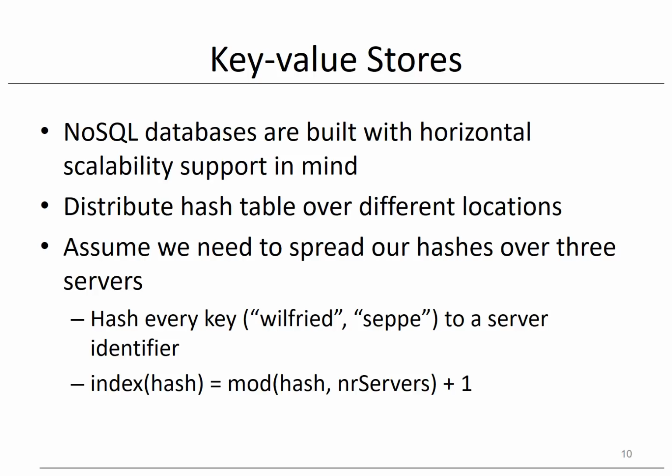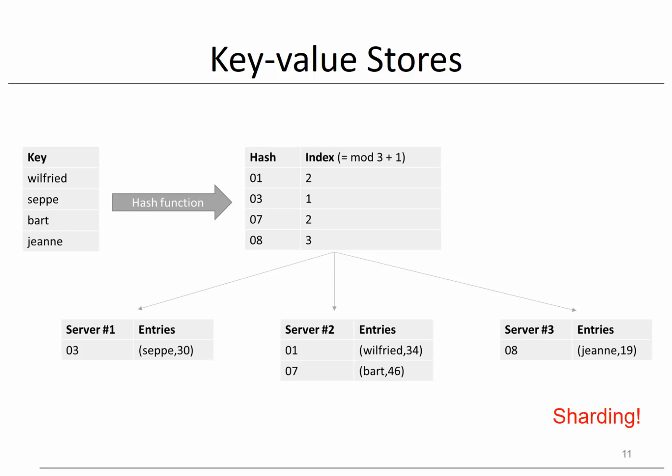We need to spread our hashes over 3 servers, which can be done easily using the mathematical modulo, or the remainder after division, of each hash. For example, index = hash modulo number of servers, plus 1. You can see this illustrated here. For instance, hash 08 divided by 3 has a remainder of 2, which results in index 3 after adding 1.